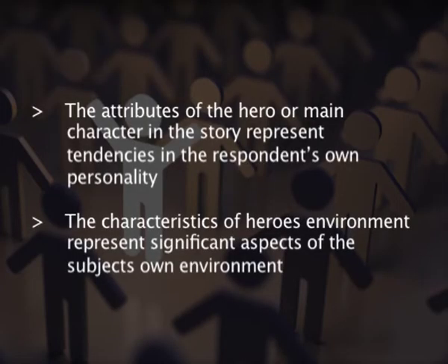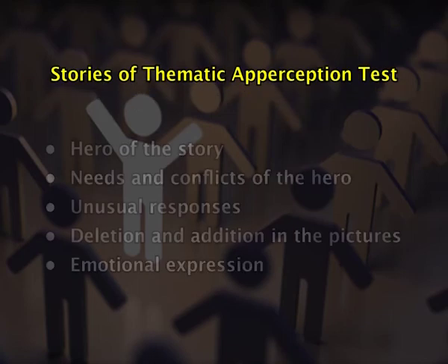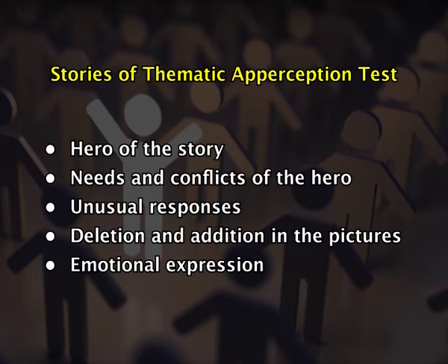In TAT, there are 2 assumptions that guide interpretation and analysis. First, the attributes of the hero or main character in the story represent tendencies in the respondent's own personality. Secondly, the characteristics of the hero's environment represent significant aspects of the subject's own environment. The stories of the thematic apperception test are scored on these contents: hero of the story, needs and conflicts of the hero, unusual responses, deletion and addition in the pictures, and emotional expression.